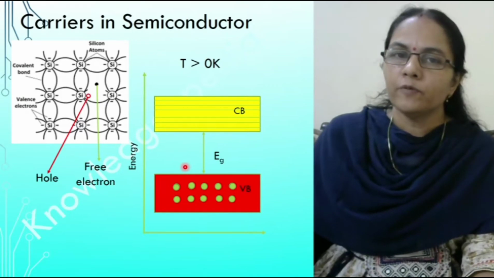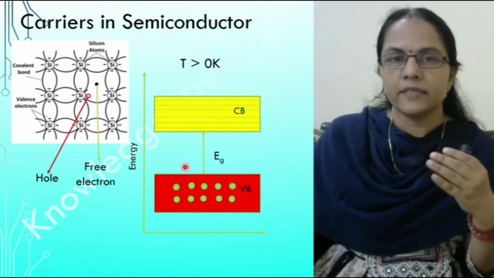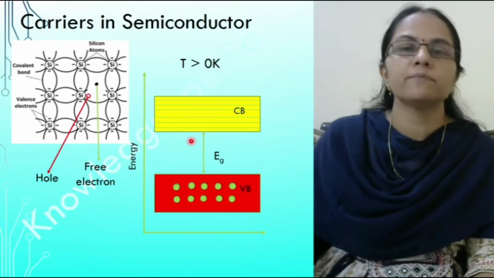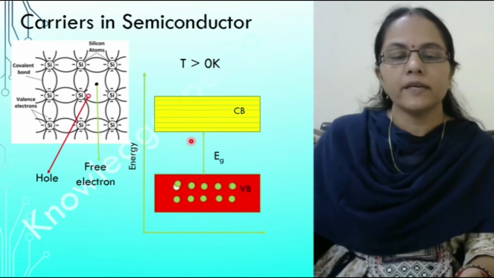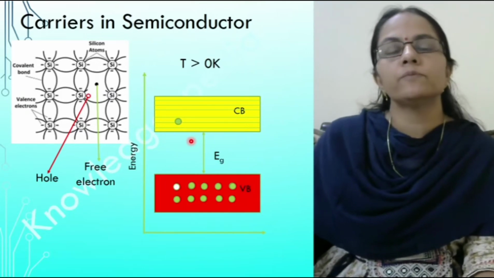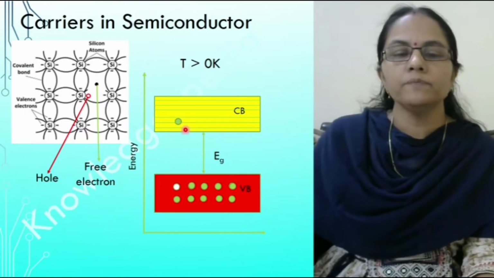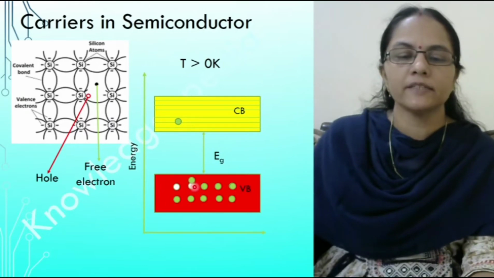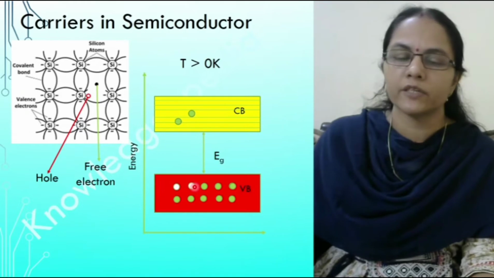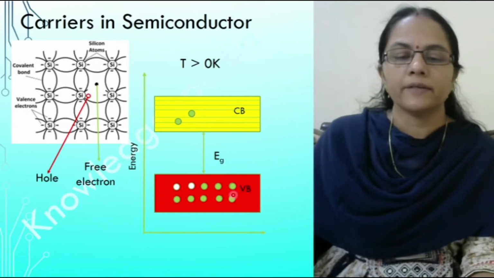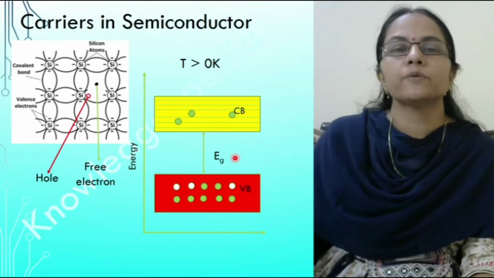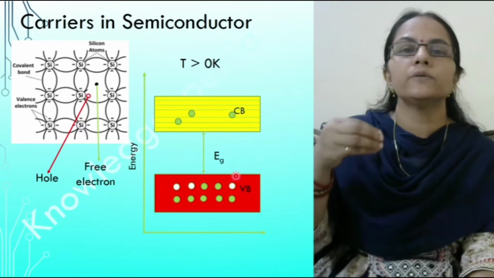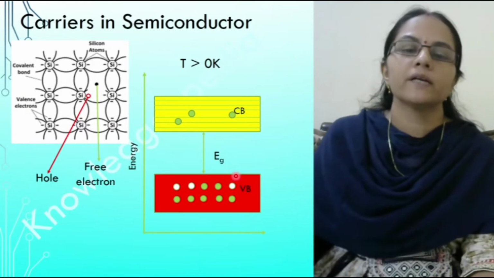The electron will move once it gains an energy which is either equal to Eg or more than Eg, and then it will move from the valence band to conduction band. Similarly, if this electron gains an energy equal to or more than Eg, it moves to conduction band. Similarly, the third one I have shown over here. So whenever an electron gains an energy equal to or more than Eg, it moves to conduction band.